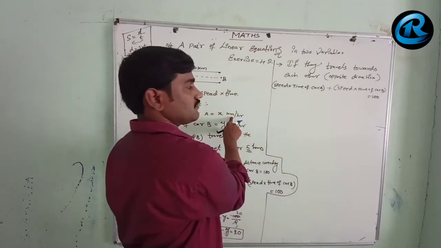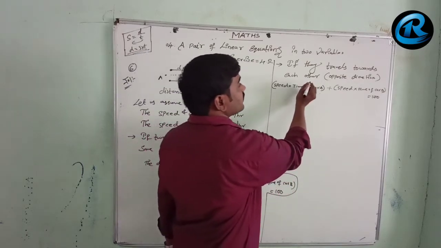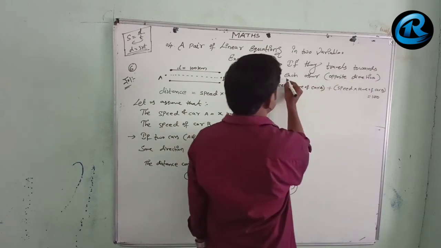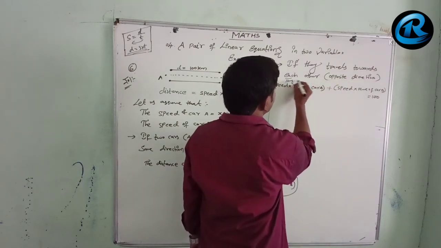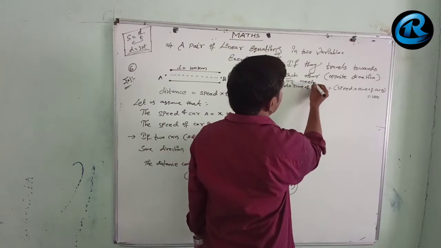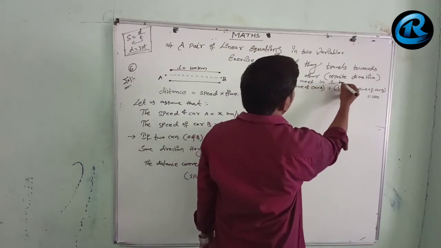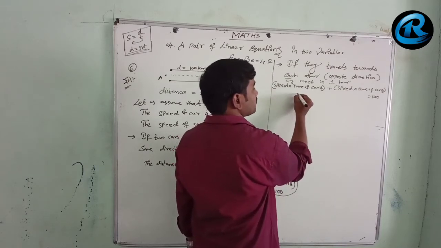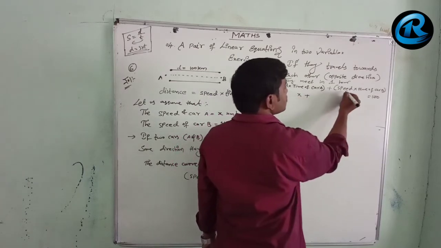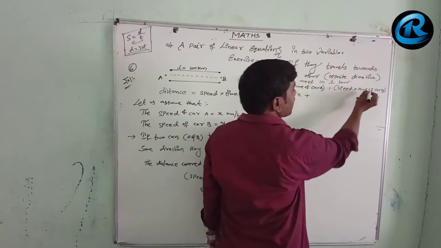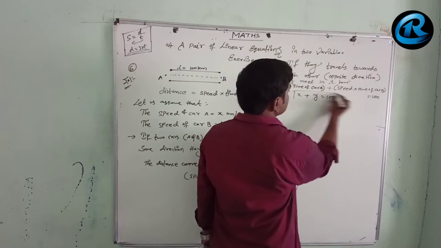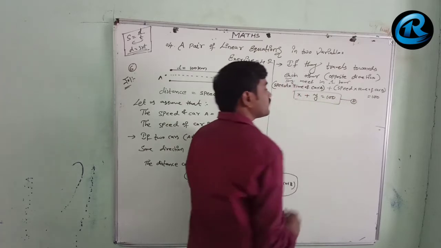As you know, x. Time is what? If they travel towards each other in the opposite direction, they meet in 1 hour. So this 1 hour will come here. 1 into x is x plus the speed is y, here time is 1 hour only. So 1 into y is y, that equal to 100 kilometers. This is equation number 2.